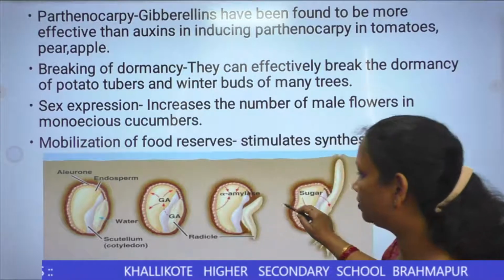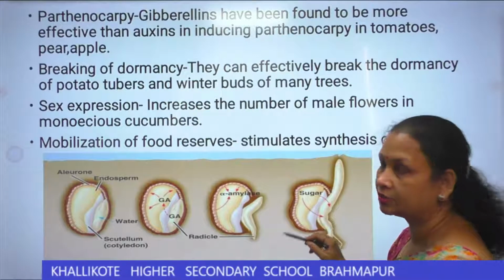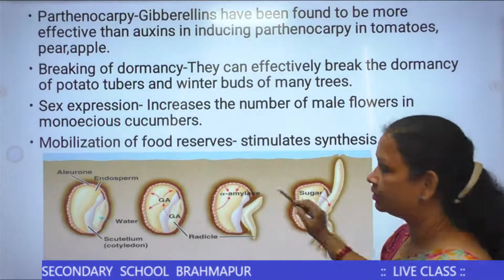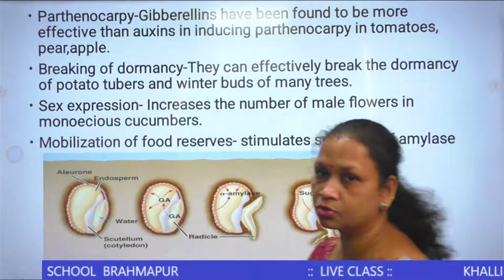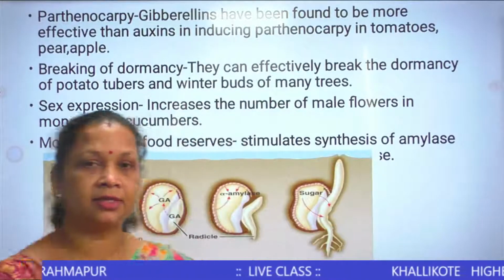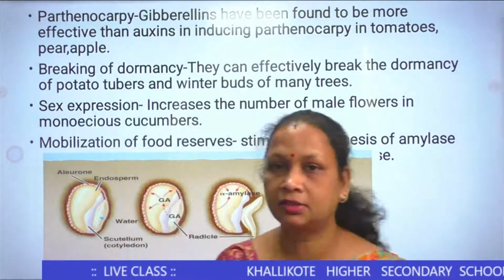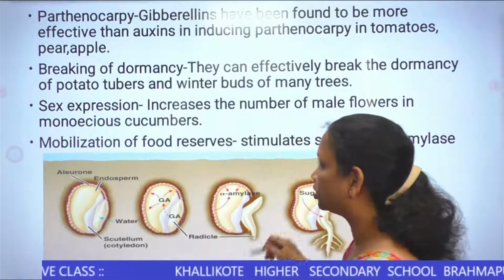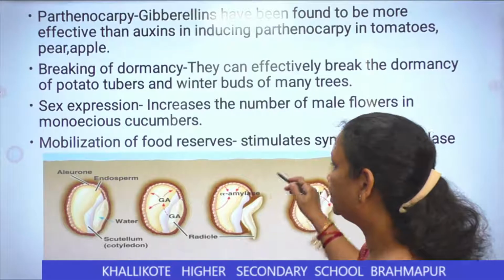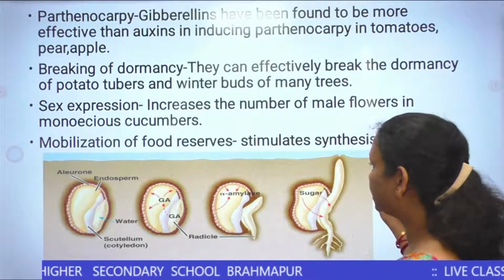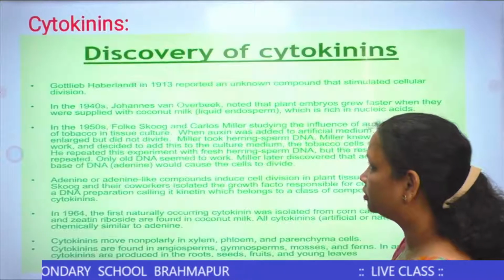It also helped in mobilization of food reserves by stimulating synthesis of the amylase enzyme. The amylase enzyme was used to break down starch into maltose, which was later converted into glucose, helping in seed germination. So in the last class we had studied up to this portion.